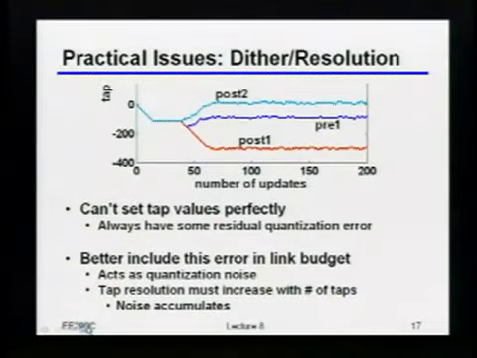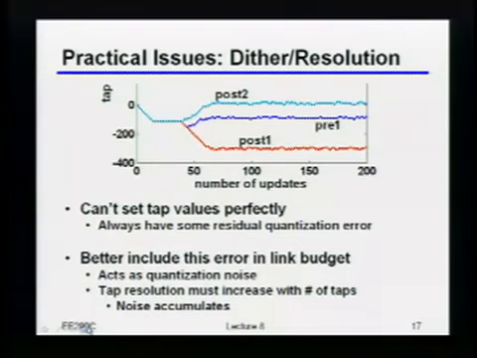Okay, so the next thing I want to talk about from a practical standpoint is exactly what Richie was asking about, which is, even after you do all this, remember there's only going to be some finite DAC resolution you're using to actually set these coefficients. So even if you had a perfect estimation engine in the back end, there's no way you could exactly set the value to be what you wanted it to be.